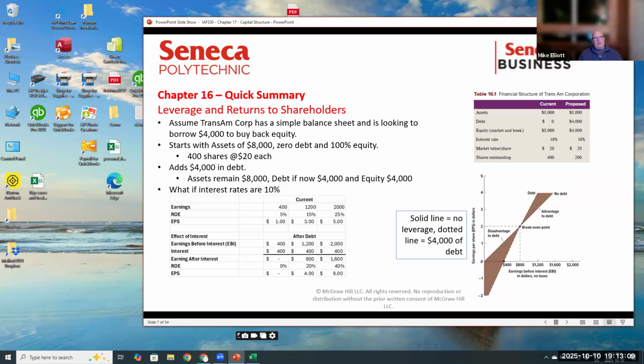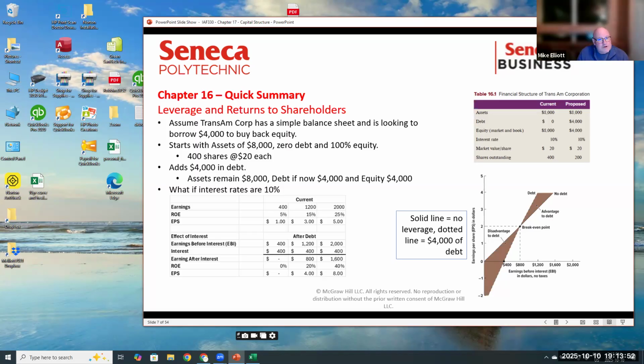Another thing happens though. Now that we've borrowed this $4,000 in debt, remember interest rates are sitting at 10%. So whatever happens next year we owe $400 in interest. So now we have assets of 8,000, we have debt of 4,000, we have equity of 4,000, and we're sitting on the fact that we're about to have to pay somebody $400. So what happens? Well, let's look at three possible outcomes. Next year, we have earnings of either $400, $1,200, or $2,000.